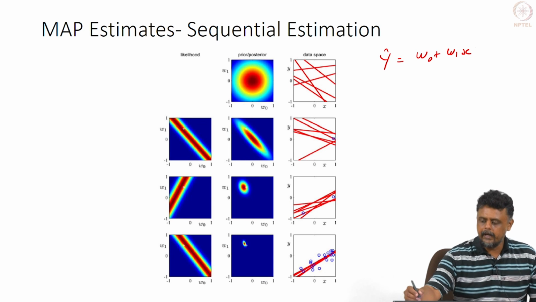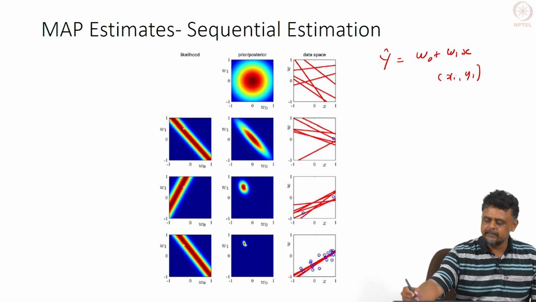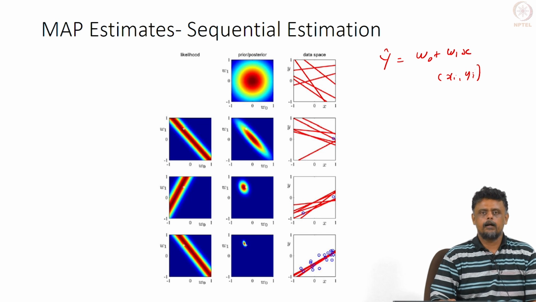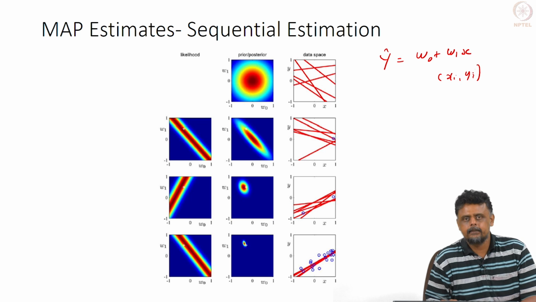So, you are given training data points xi comma yi. In this toy example, W0 and W1 were fixed, and for various values of x we generated yi's, and then some noise was added to the yi's. That is the data.